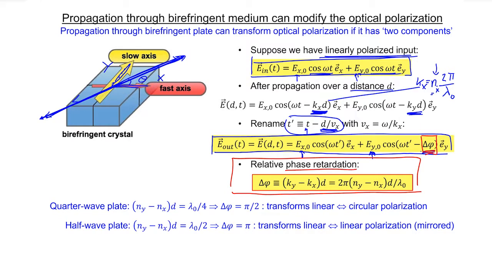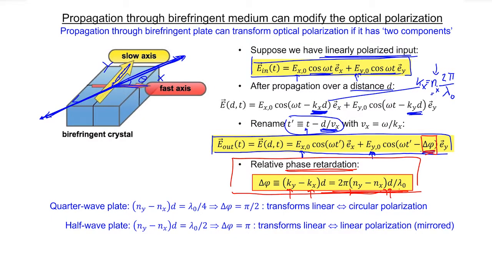So the crucial parameter to quantify the behavior of plates of birefringent material, so-called wave plates, is the phase retardation, the relative phase retardation between one polarization and the other. A relative phase retardation which you can write in this way. And so it depends on the index difference between the two polarizations, the thickness of the crystal, and the wavelength that you use.